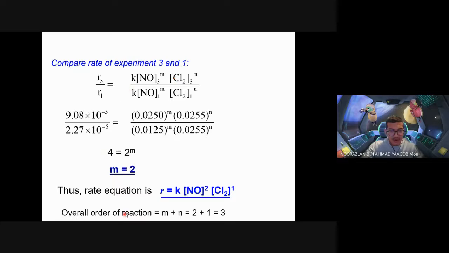Okay, so overall order of reaction M tambah N ataupun A tambah B, 2 tambah 1 sama dengan 3. That would be the overall order of reaction. And then kemudian soalan suruh kamu cari dia punya value of K. Nak cari value of K, kamu boleh guna mana-mana equation lah. Eksperimen 1 boleh, 2 boleh, 3 pun boleh. All of it akan bagi jawapan yang sama juga. So just substitute the value saja.